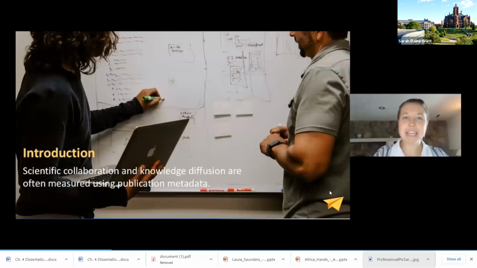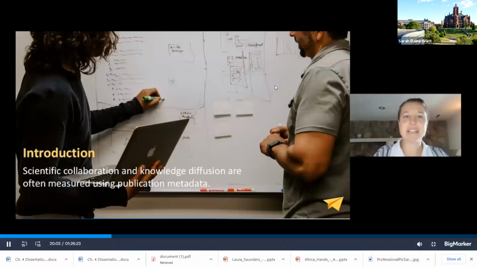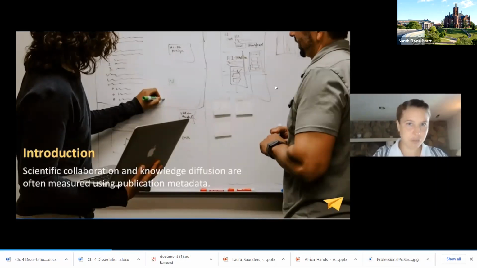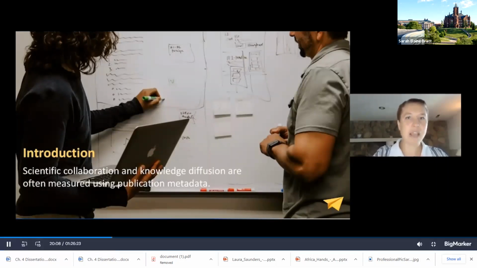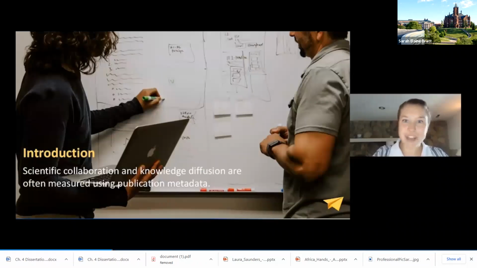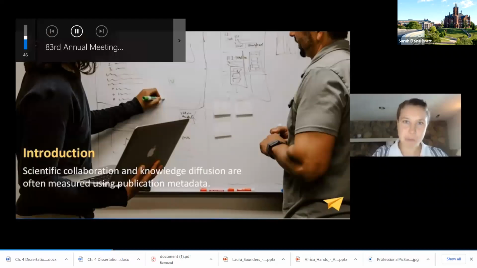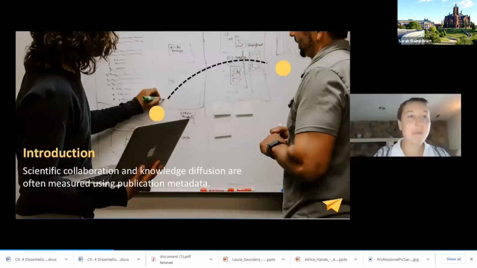Now, I want to begin with putting us in the context. Scientific collaboration and knowledge diffusion are our primary areas of interest. What traditionally has been done in bibliometrics and a lot of scholarly communication literature is to measure this by publication metadata. These connections are often captured, but they only really capture what happens after the scientific process has been completed.